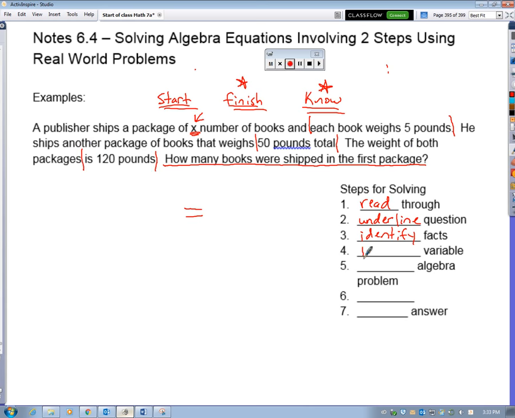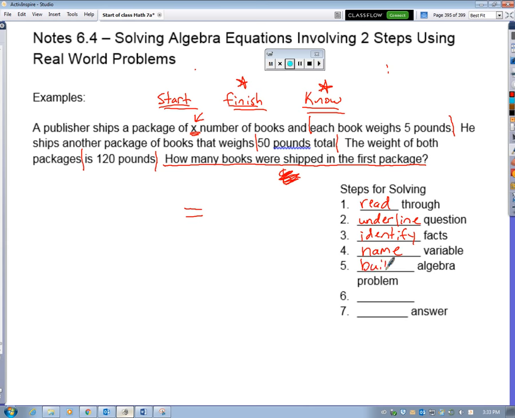Now we want to name the variable. Look to the question: how many books were shipped in the first package? Oh, actually, we don't need to name the variable. They gave it to us right there. They're telling us X is the number of books. They did that for us. Thank you, math problem. Let's go on to step number 5.